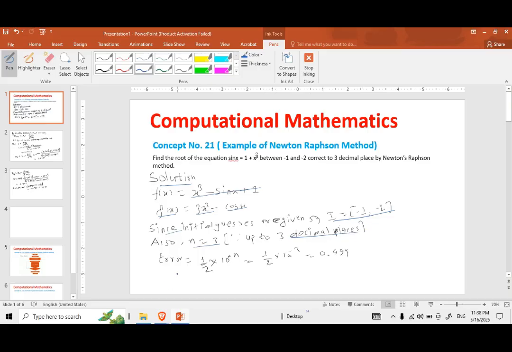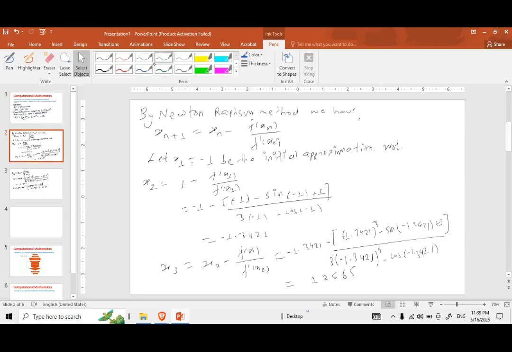So now we can calculate the error. The error is equal to 1/2 times 10 to the power minus n, which gives 0.499 as our error. Now, using the Newton-Raphson method, we have x(n+1) = xn - f(xn)/f'(xn). Let x1 = -1 be the initial approximation of the root, because the initial guess is already given.